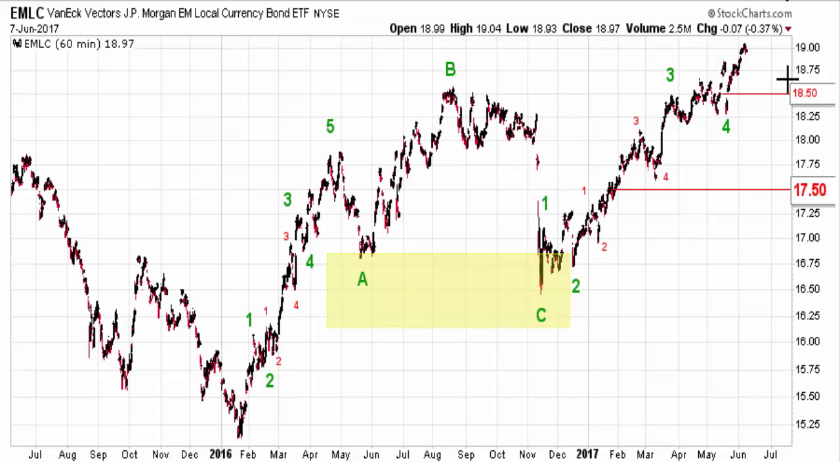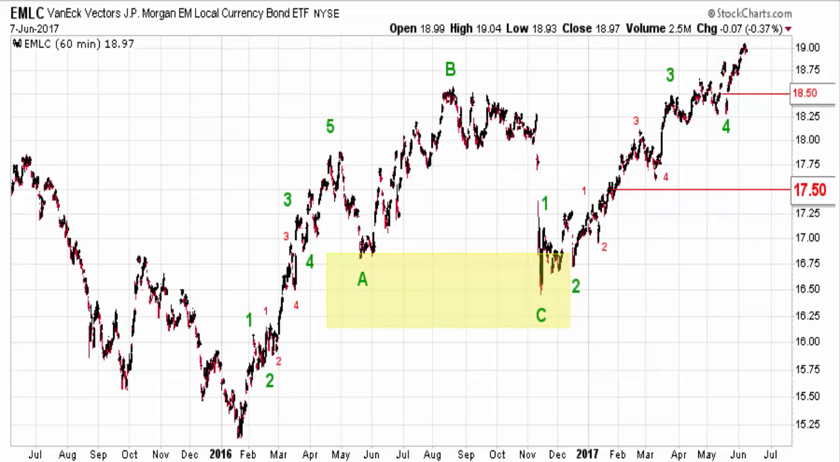So if you don't own it yet, you can wait for the pullback, look for a larger pullback to form, and then buy it as the next up leg begins. If you do own it, I would hold it until it moves below 1850. On any larger time frame, EMLC is going to look bullish as long as it's trading above 1750. That's probably the most important level on the chart. If this up leg completes and a pullback emerges, we would expect that pullback to end somewhere above 1750 and for the next up leg to begin.